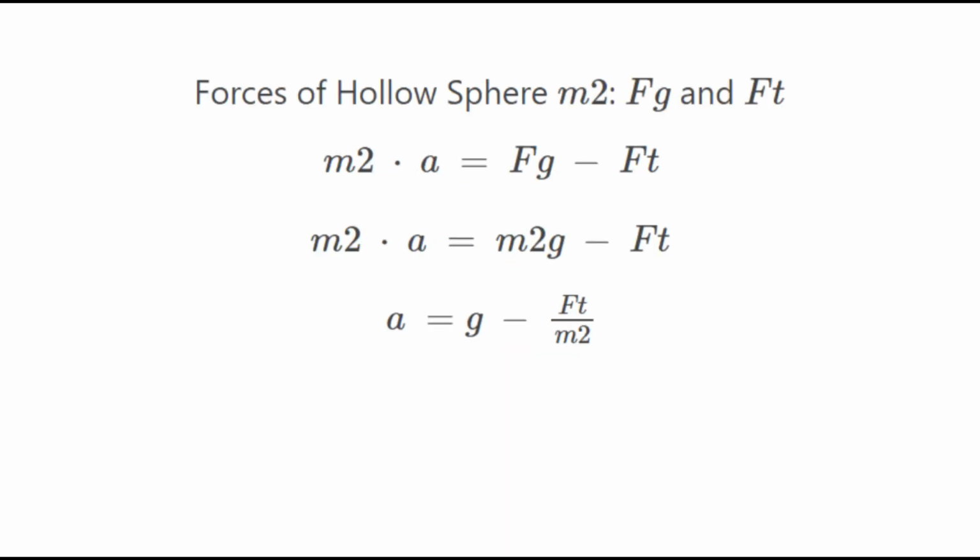To do this, we needed to determine the torque acting on the string, as well as the force tension acting on the string by the hollow sphere, mass 2, to later determine centripetal acceleration. The only two forces acting on mass 2 are the force tension and the force of gravity. We can write this as the mass of the hollow sphere times the acceleration equals mass times gravity minus the tension force. We can then rearrange this to acceleration equals gravity minus the tension force divided by mass 2.